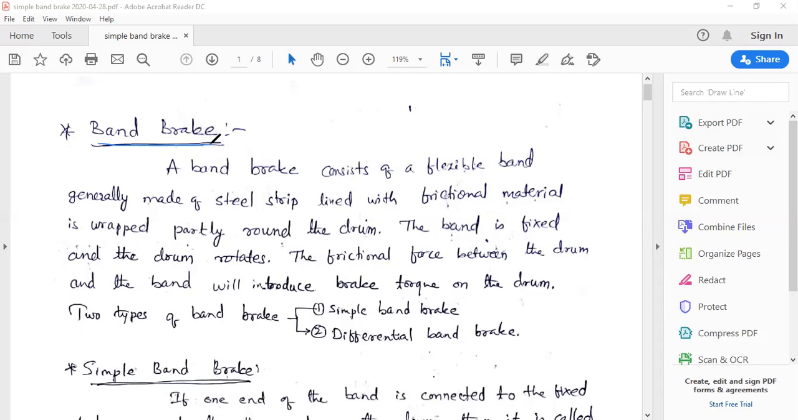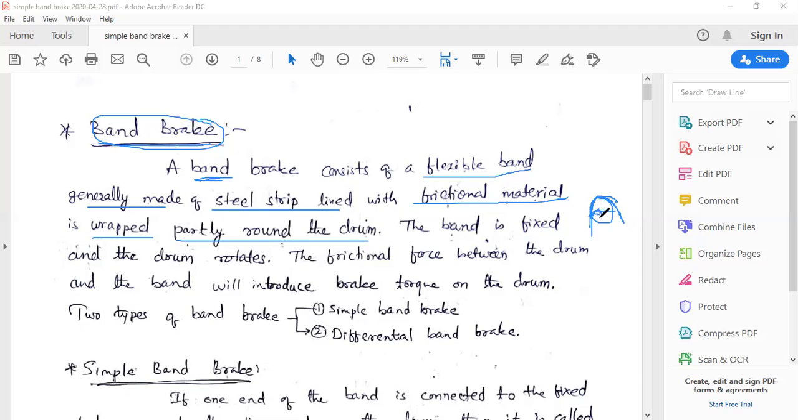Now let us begin with the band brake. This is the second kind of the brakes. Here the band is nothing but a flexible, belt type element, which is generally made of a steel strip lined with a frictional material, and it is wrapped partially over the drum. Suppose it is a rotating wheel and there is a belt or a band which is mounted over the pulley like this, and this particular angle is called the angle of lap or angle of wrap here. That is theta. That may be up to 180 degrees, or even less than 180 degrees also.